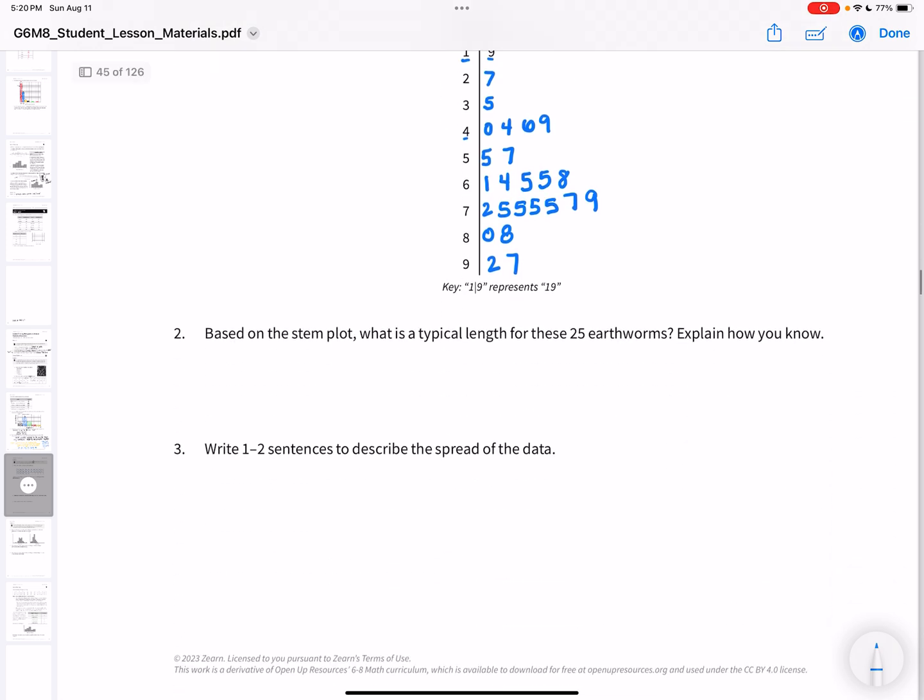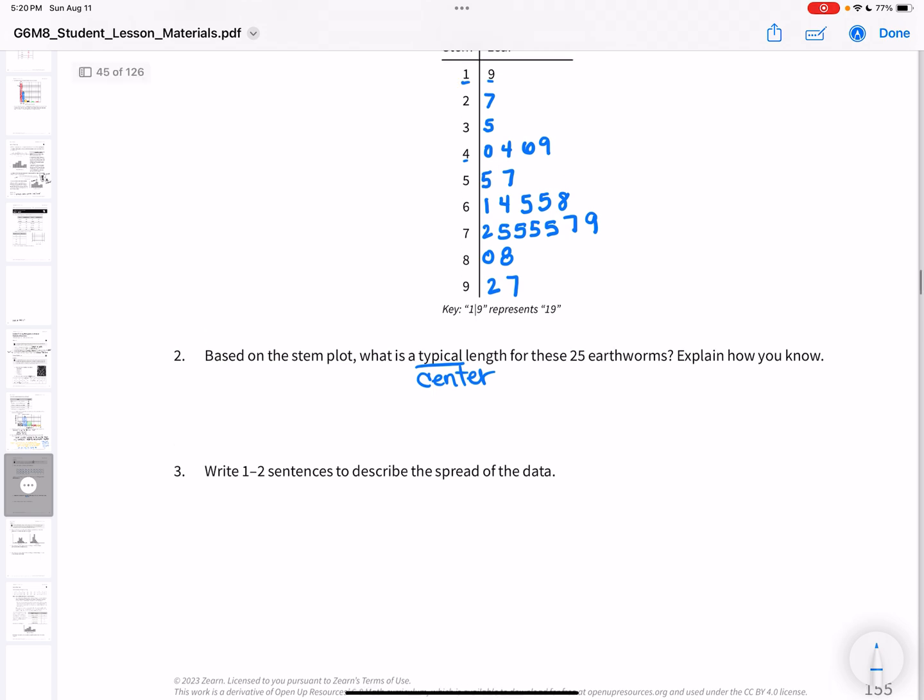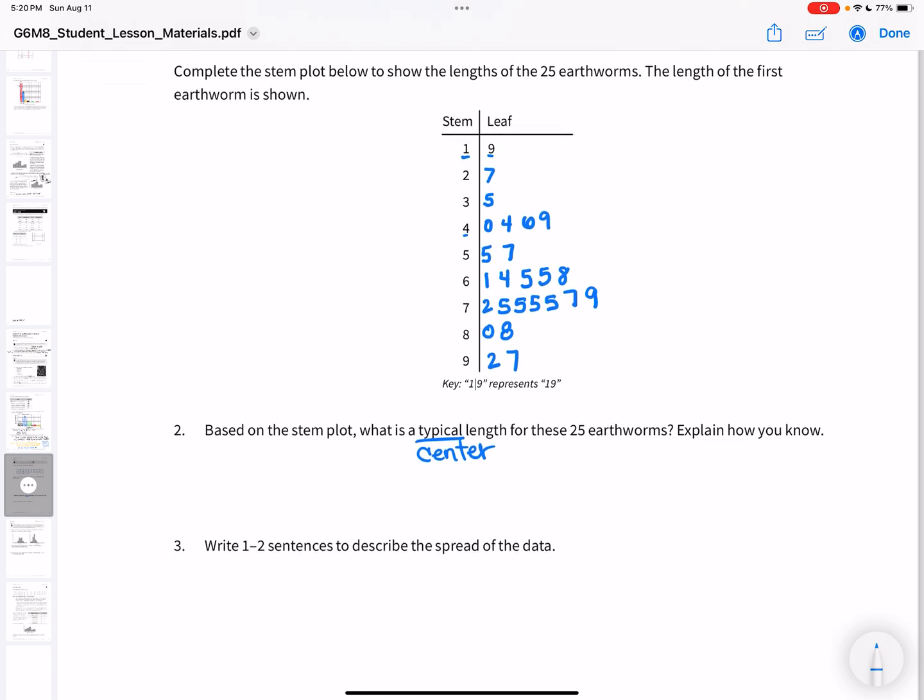So, based on the stem plot, what is a typical length? Remember, that's the center for these 25 earthworms. If we're going to do a bin, a grouping, I would say it's between 60 and 80, because that's where the majority of our numbers are. So if we're going to do a bin, I would say between 60 and 80 millimeters.